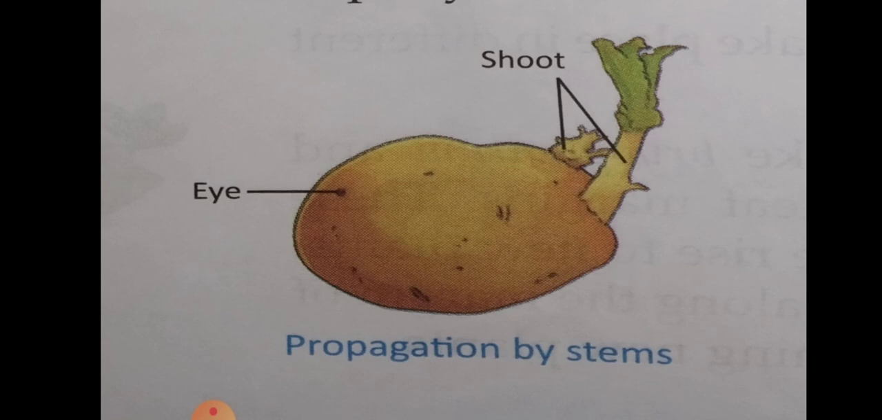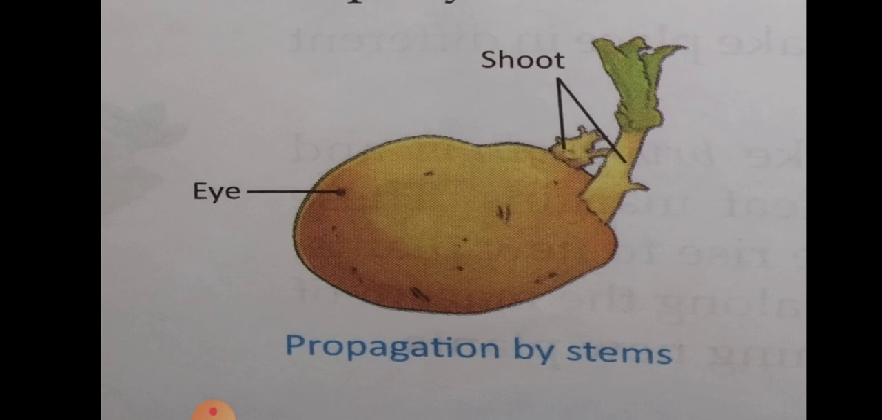Can you give an example for this? Propagation by stems. In the picture you can see potato. It is a tuber. So potato is a tuber that develops eyes and buds that give rise to a new plant. Underground stems that have been modified for storage of food help in vegetative propagation. As they are underground stems, they have been modified for storage of food, which will help in vegetative propagation. These stems have buds that give rise to new plants.